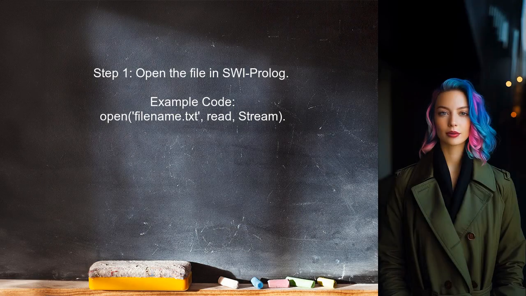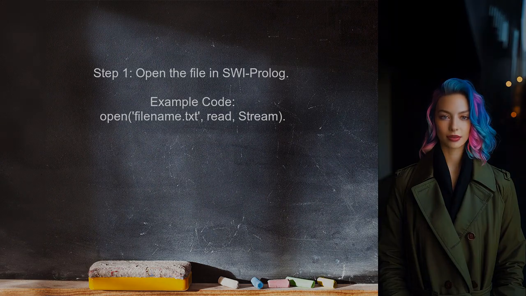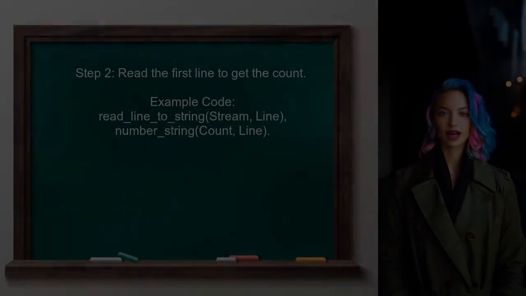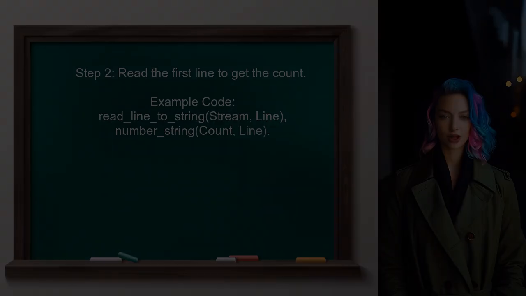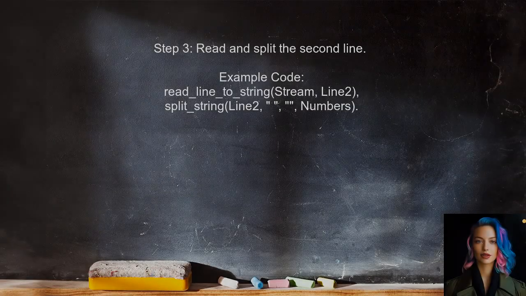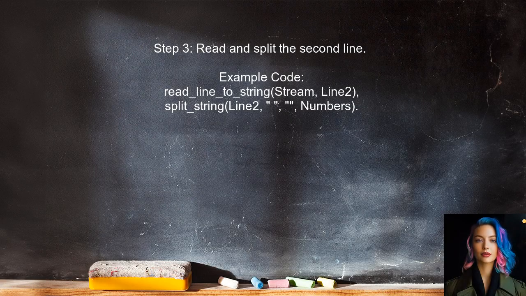To begin solving the user's problem, we need to read the file in SWI-Prolog. The user can use the built-in predicate called open to open the file for reading. Next, the user should read the first line of the file to get the count of numbers. This can be done using the read_line_to_string predicate. Now, the user needs to read the second line and split it into individual numbers. They can use read_line_to_string again and then split the string using split_string.